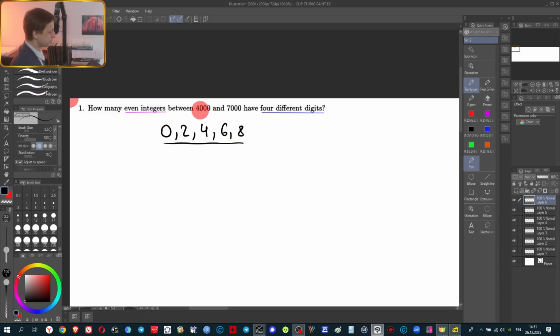However, we also look at the integers from this range. Well, let's start from 4000. If the integer looks like 4 and then we have 3 other digits, well, definitely the last digit should be one of these. However, we have 4 different digits. 4 is already taken, so 4 is out of the game here, and we have only 4 different scenarios for the last digit. It should be whether 0, or maybe 2, or maybe 6, or maybe 8. And so we can choose among these options.